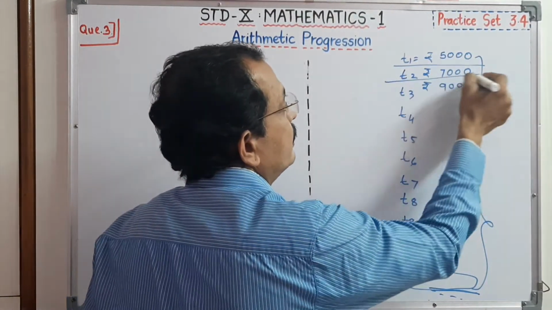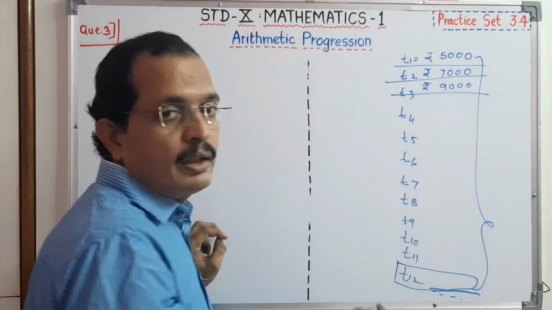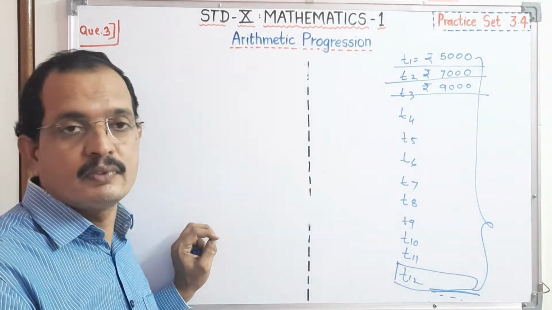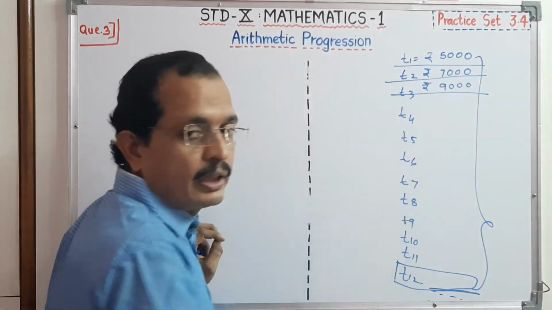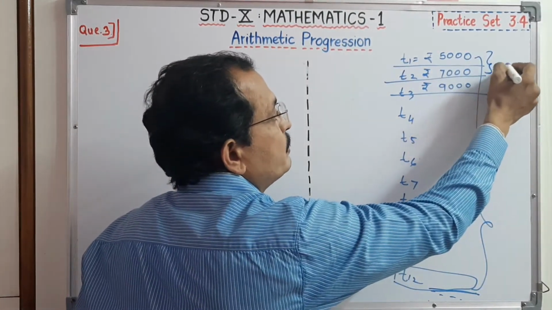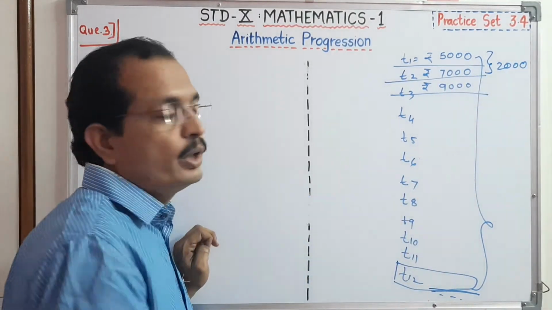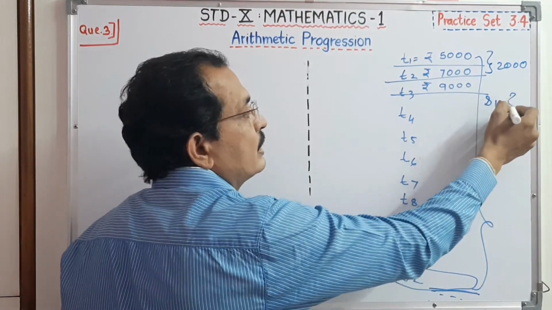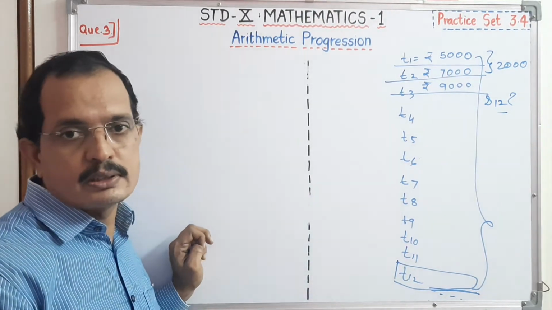for every year is an AP. Tell me what will be the first term? Yes, very well, it is 5,000. And what will be the common difference? Common difference will be 2,000 and we have to find out S12. Now everyone understood this carefully.